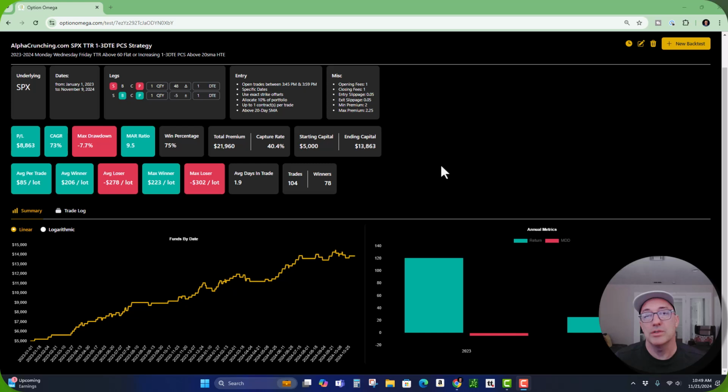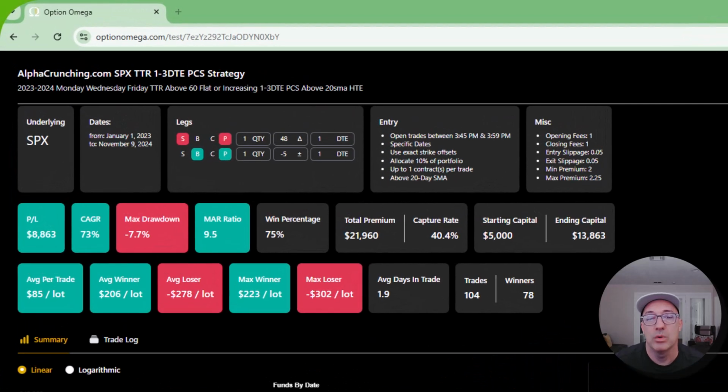So the first version of the position sizing we're going to look at is simply taking one contract at a time. And we're going to start with a small $5,000 account. Now, one thing to know about the strategy is that we are basically risking 300 to make 200. You can see the average loser here for this strategy is $278 and the average winner is $206. So I'm going to loosely say that we're risking 300 to make 200. Again, that's with one spread per trade. So that's sort of our base unit.